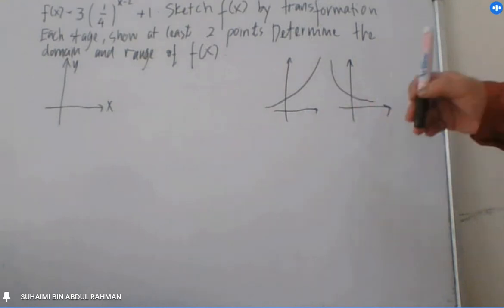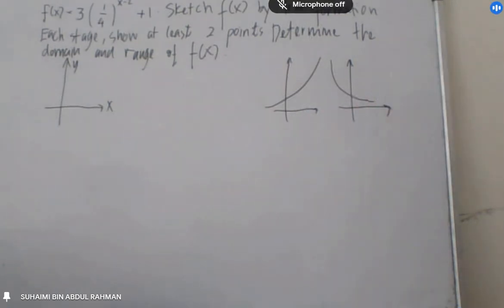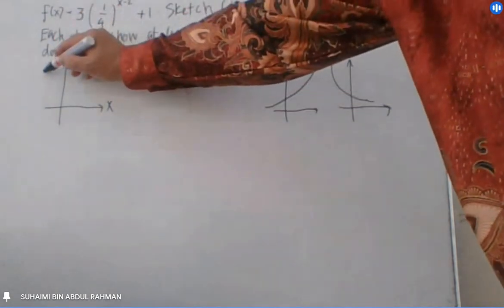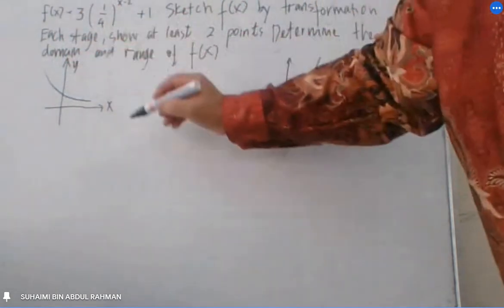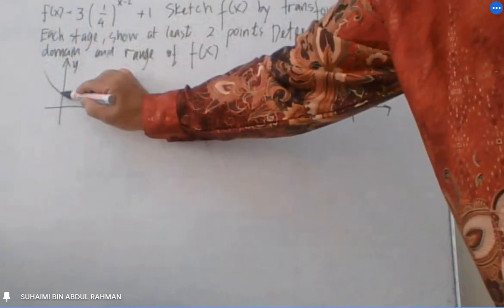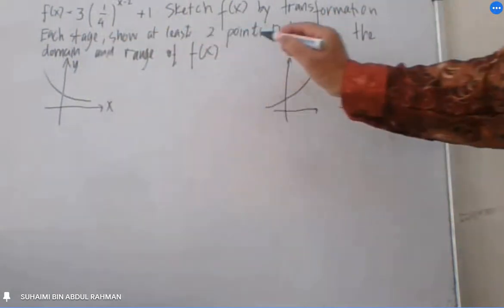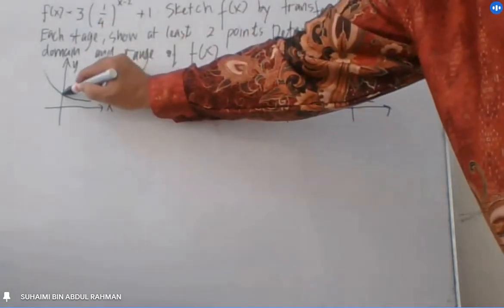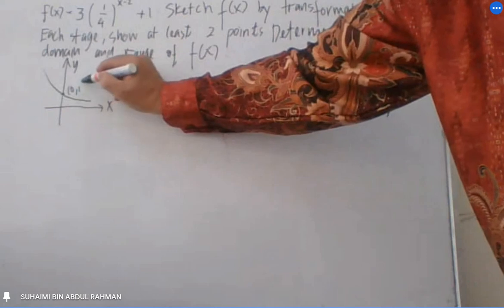Left or right? Right. Why we start with right one? Positive base, between 0 and 1. So these types of graph. So 1 point, remember, because each stage show 2 points. 1 point is point of (0, 1).